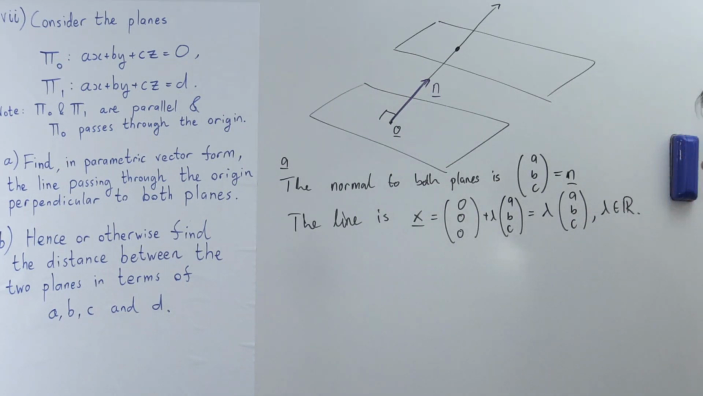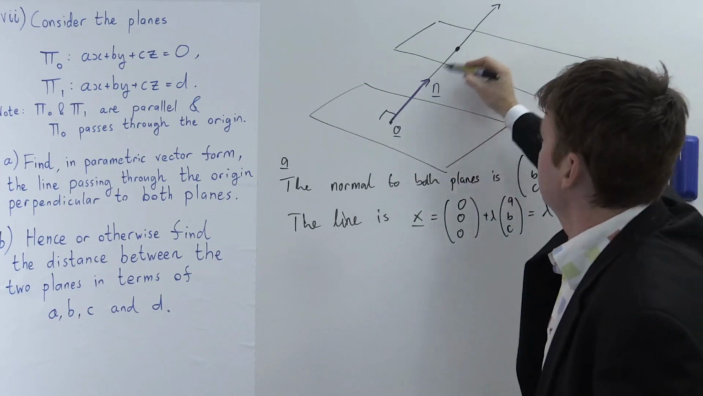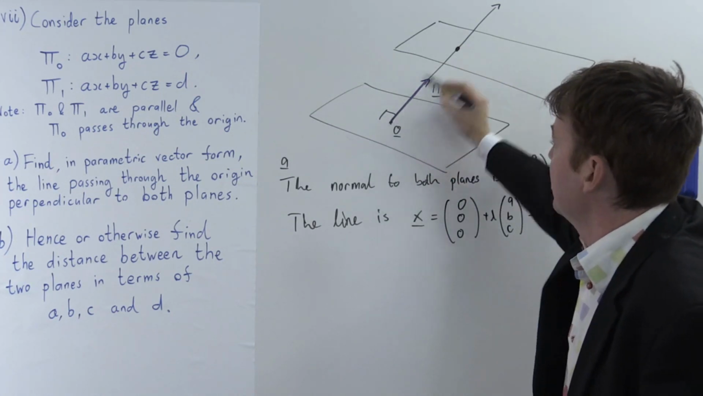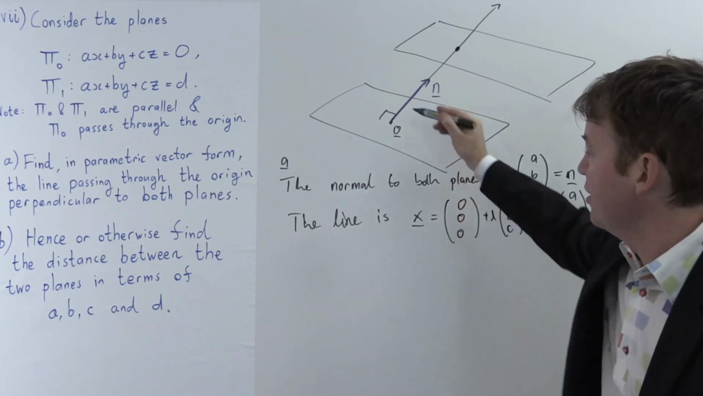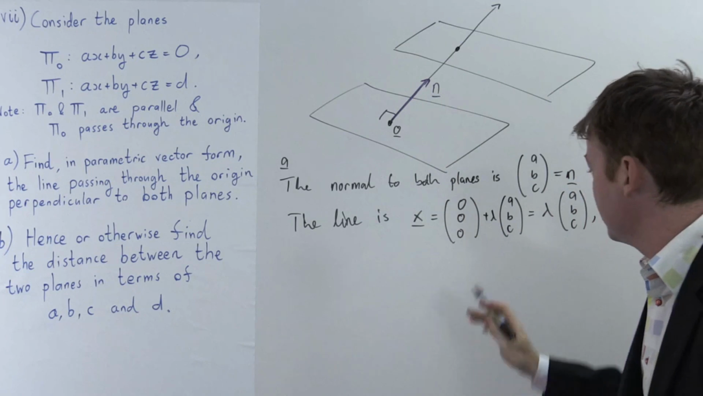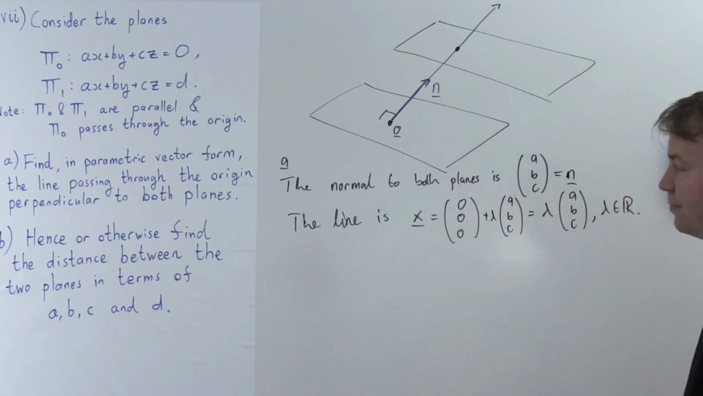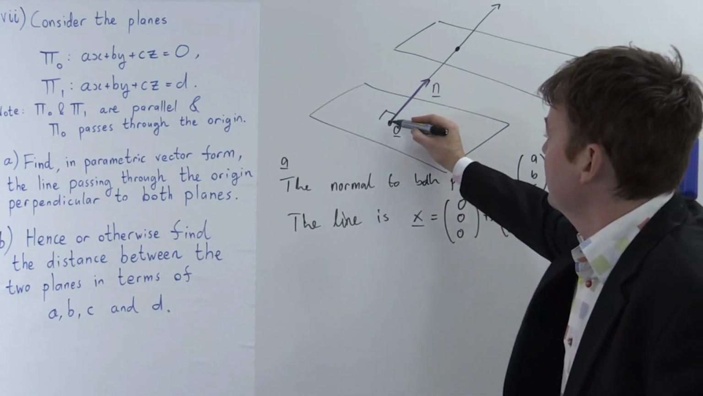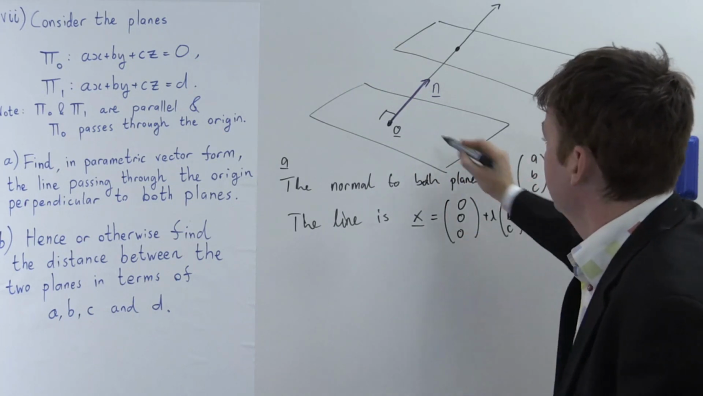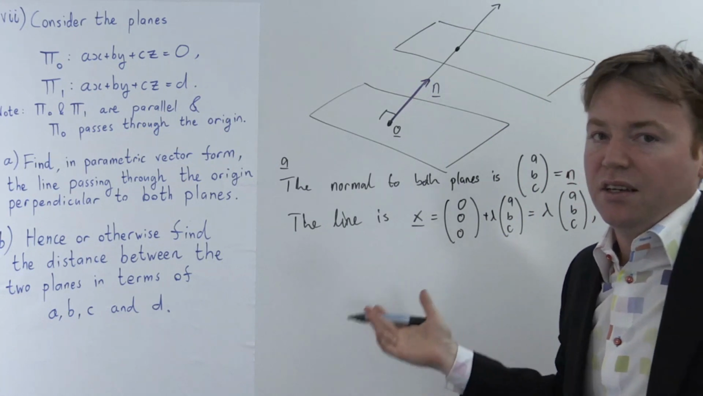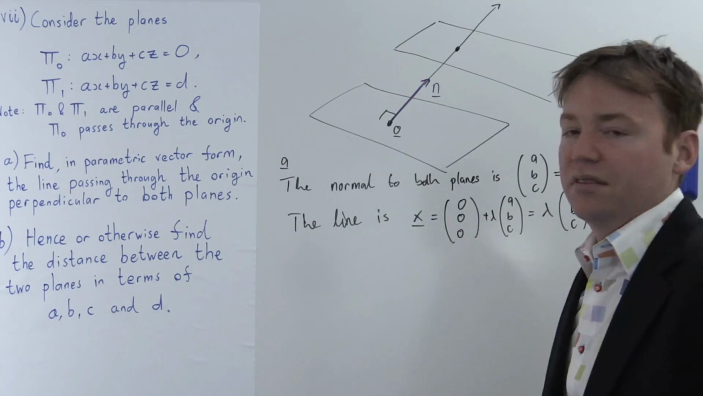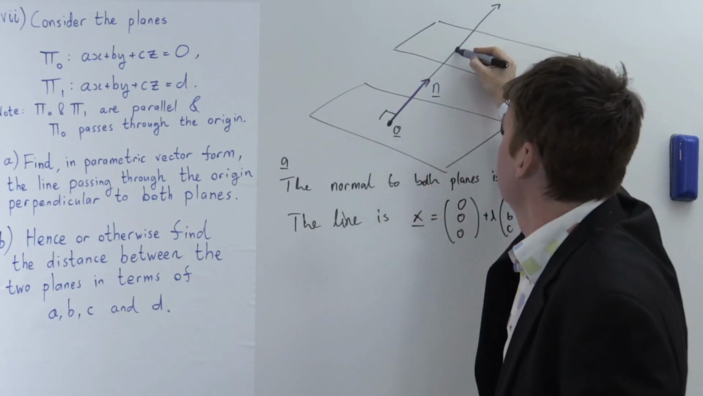This is the line. It's passing through both planes, and it's normal to both of them. So here we have the parametric vector form of the line. Here is a point on the line, naturally 0 is the point to choose, and this is the direction of the line. Hence or otherwise find the distance between the two planes. Now that I have this equation of the line, I really just want to intersect this line with the second plane to find this point.